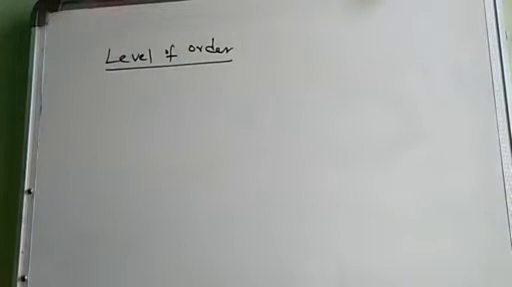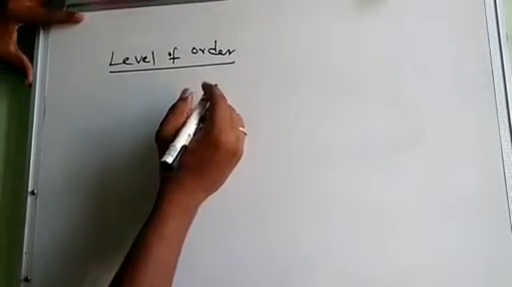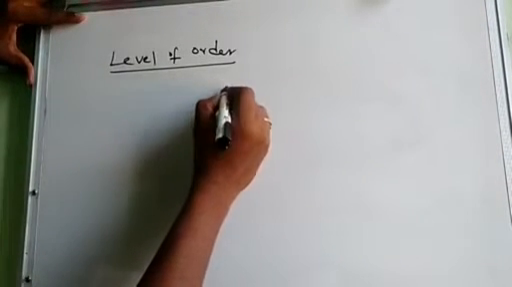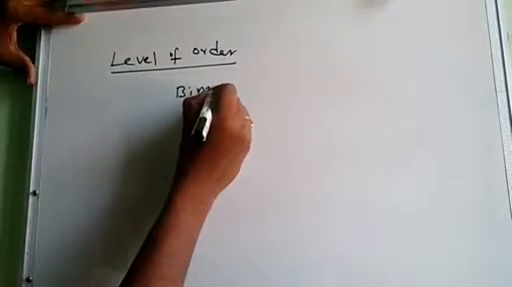So last we discussed pre-order, in-order, post-order, and the last one, level order. It is a very simple order. So take as input one binary tree.